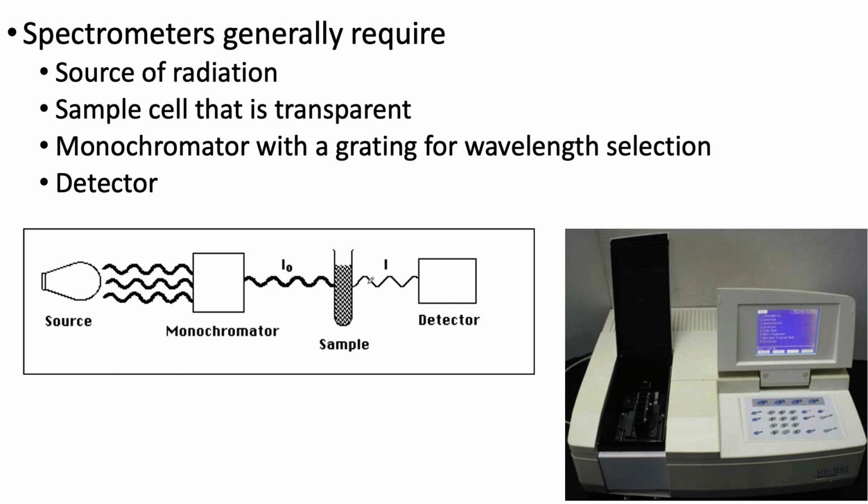And then after it comes through, you have a new intensity, and what you're interested in is how much is that intensity that came through versus how much you started with, right? And you need a detector of some sort to detect that kind of radiation. So we need all those different things.